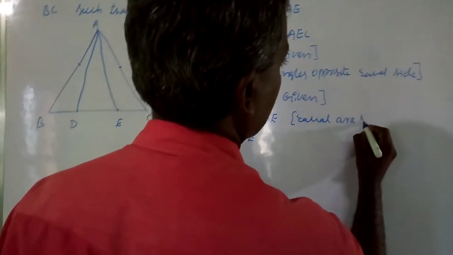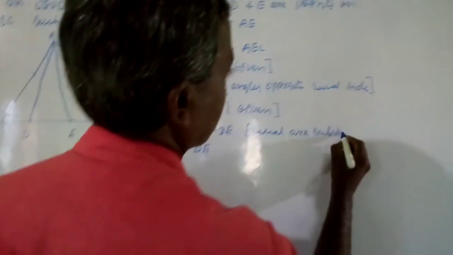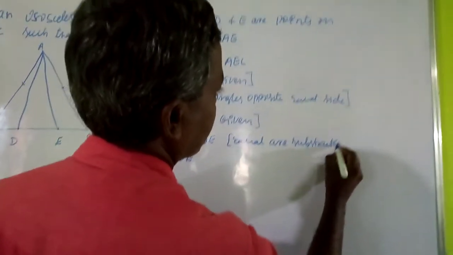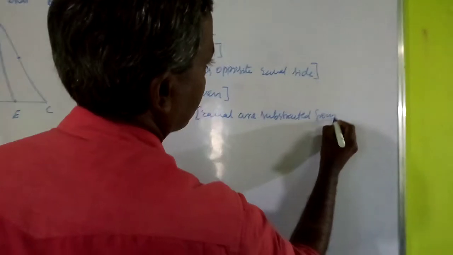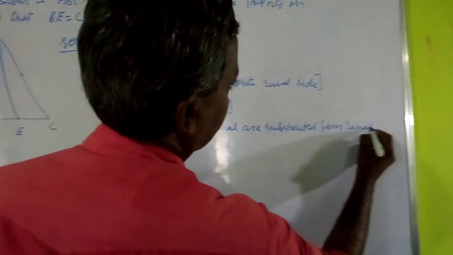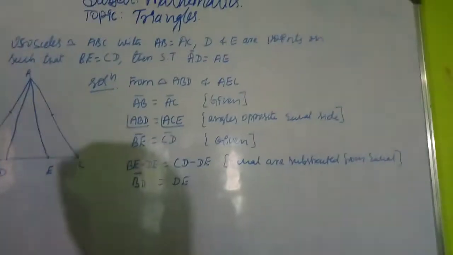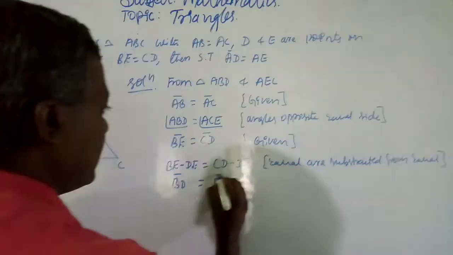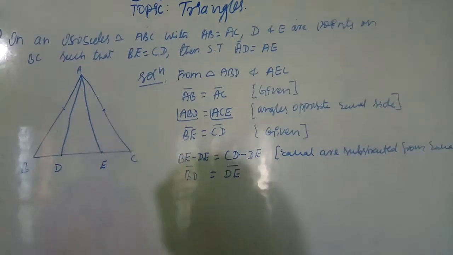What is this? Equals subtracted from equals, one of your axioms of Euclid, gives equals. So then side BD is equal to side CE.